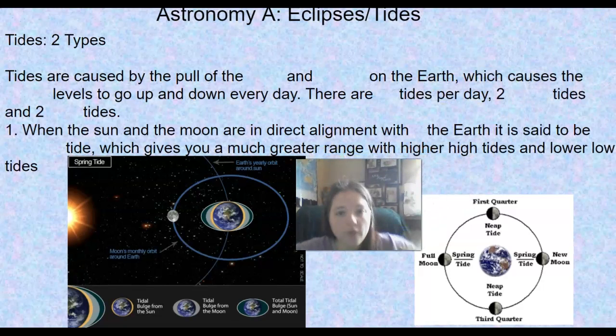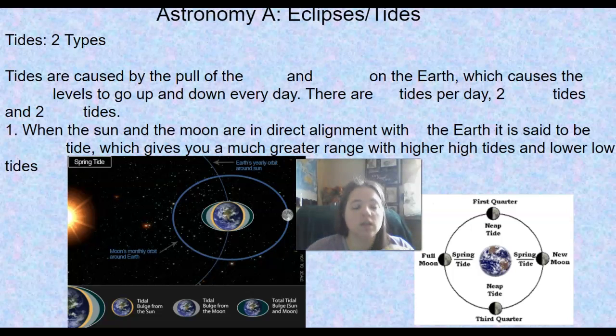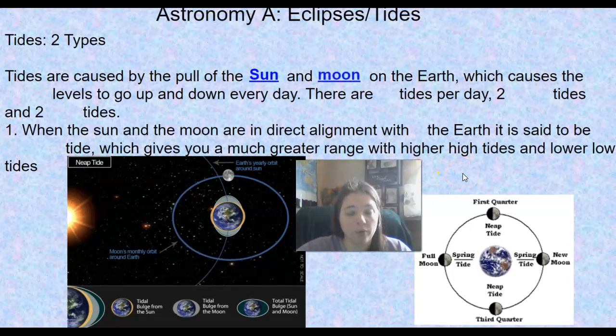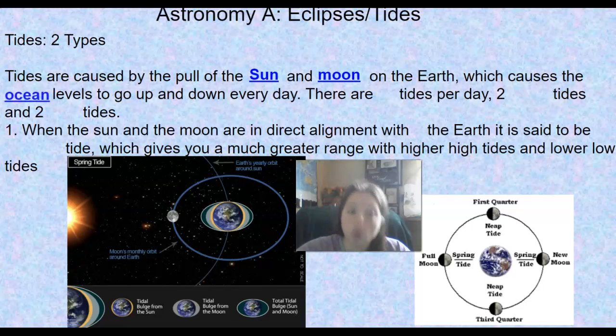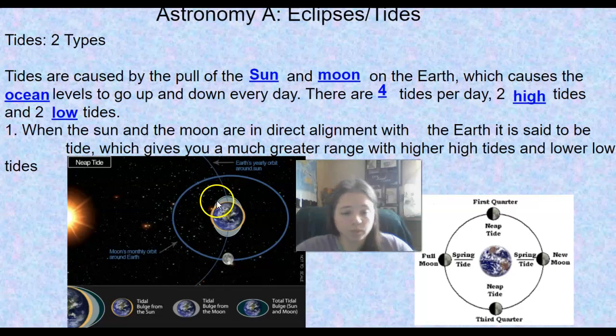So going off of the two different types of eclipses, we're going to look at tides. What do tides have to do with this? Well, tides are caused by the pull of the sun and the moon on the Earth, which causes ocean levels to go up and down every day. You can see right here, as the moon goes around us, there are 4 tides per day. One revolution around the Earth causes 4 tides. That means there are 2 high tides and 2 low tides, right?